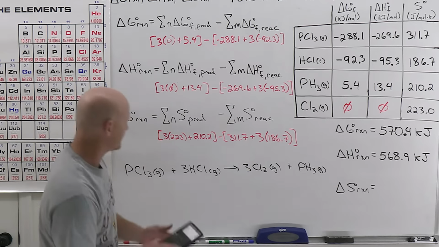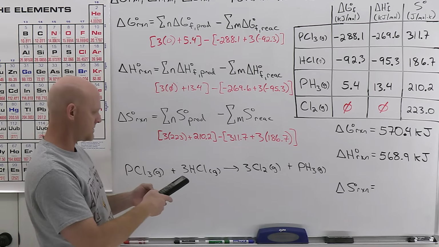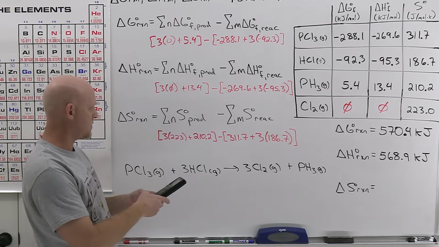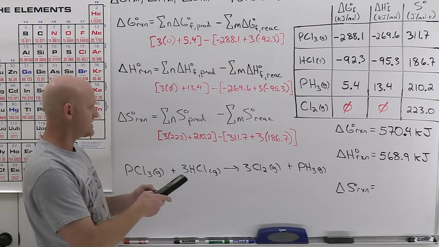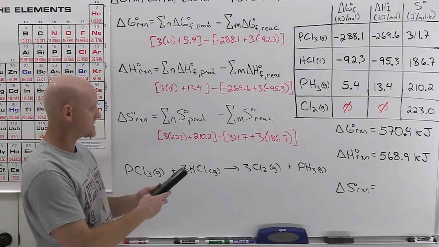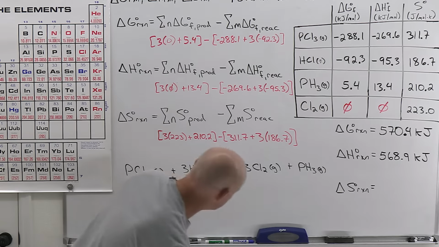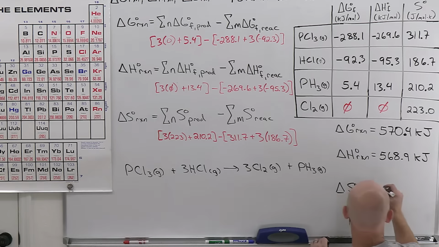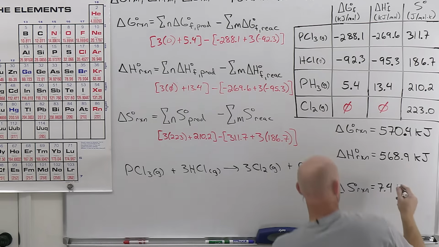And once again, we'll let our calculator do the math here. So 3 times 223 plus 210.2 minus parentheses, 311.7 plus 3 times 186.7, and my parentheses. No, I definitely needed those parentheses. It turns out to be 7.4. Really small number here. And if we look at our units, it's not kilojoules, it's now joules per Kelvin here.